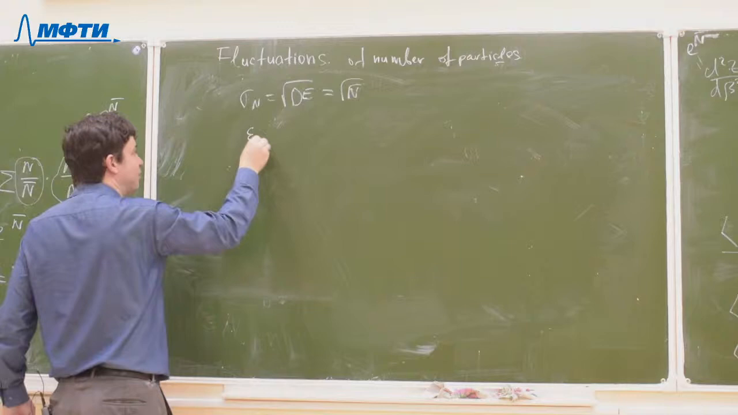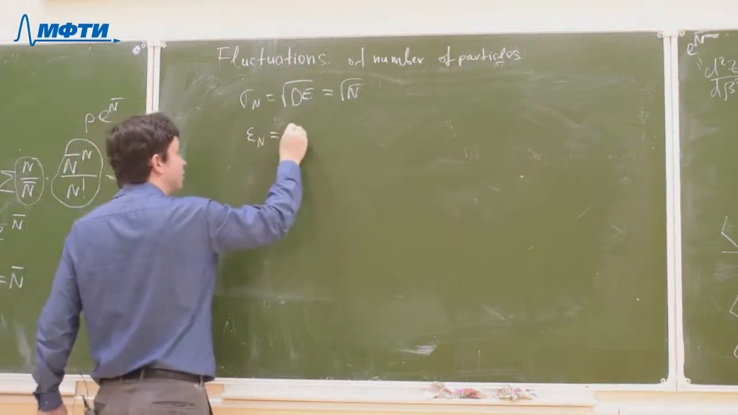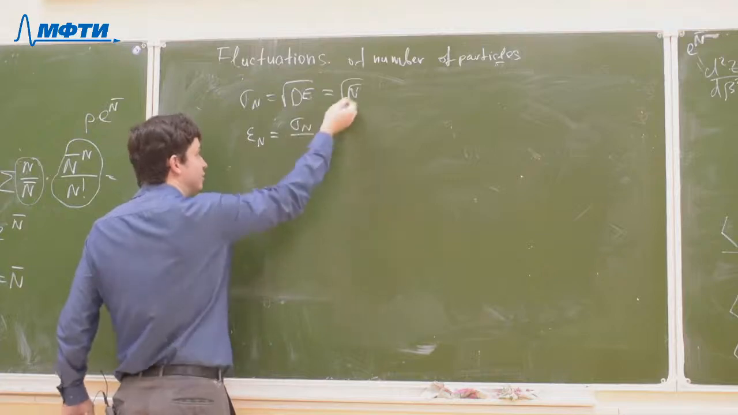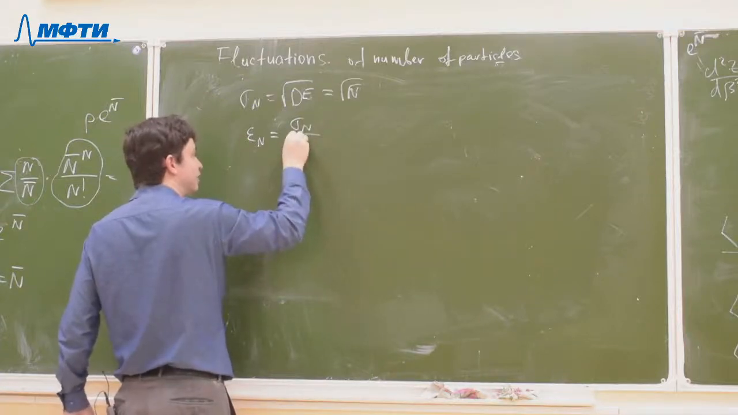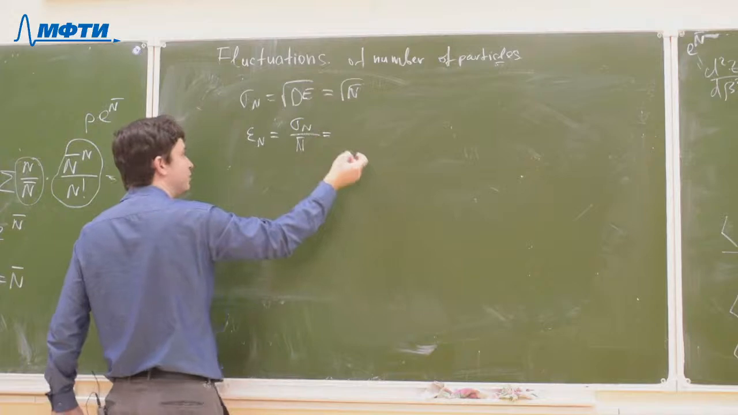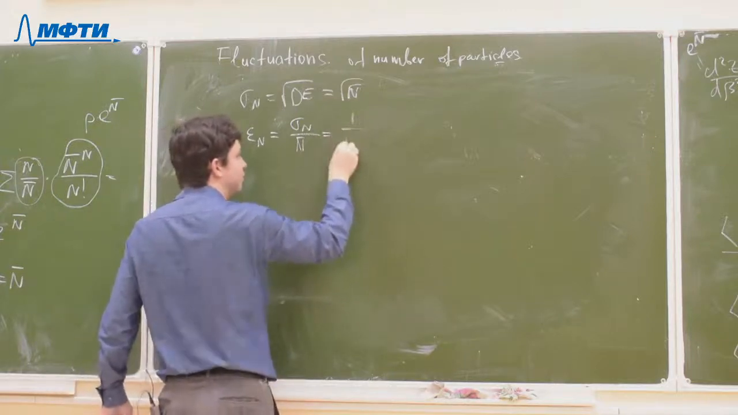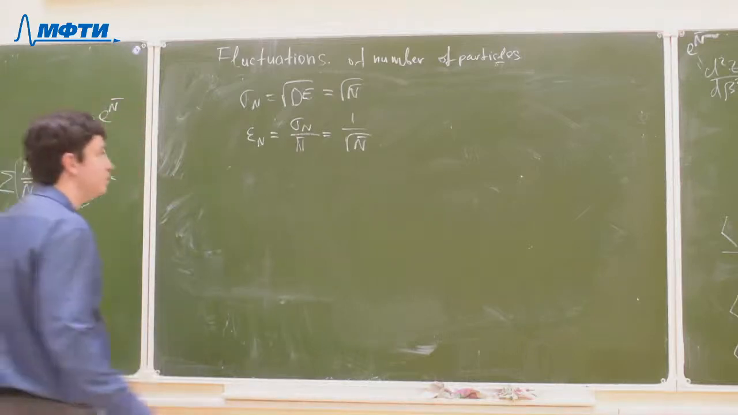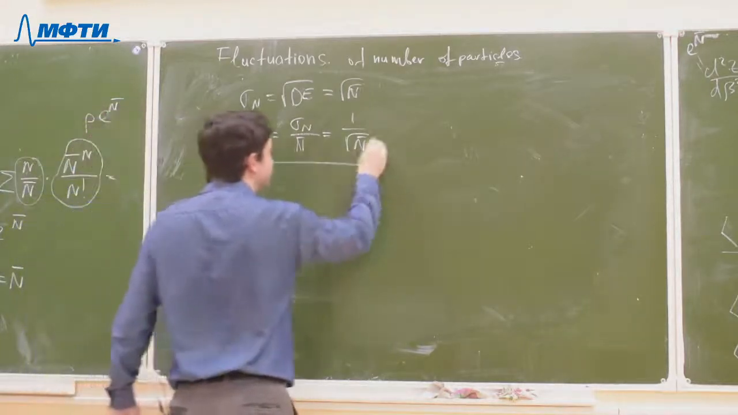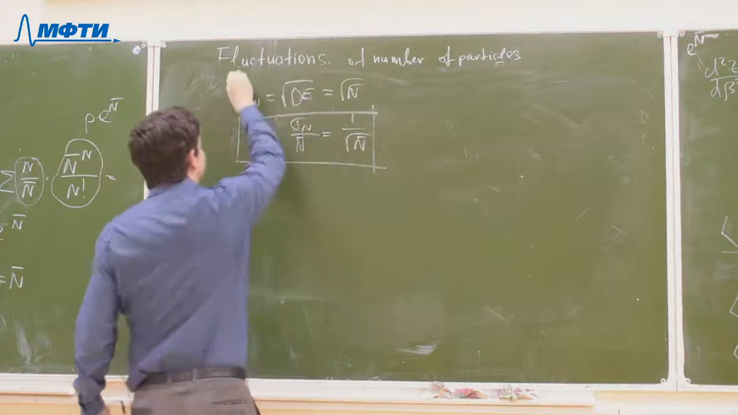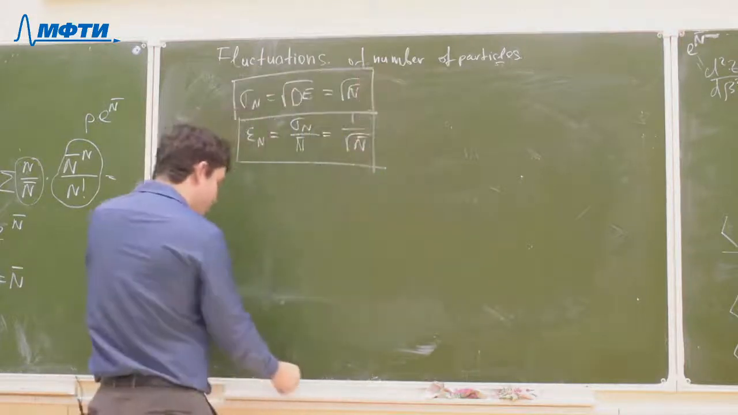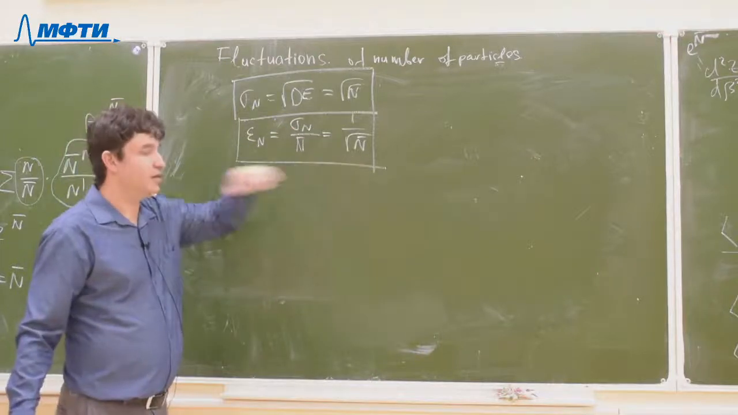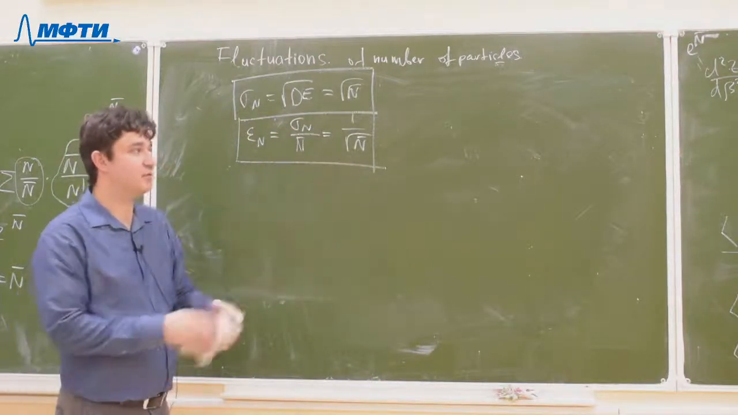And the relative fluctuation, which is the standard deviation divided by the average number of particles, gives us 1 over the square root of the average number of particles. This is the main result here. The fluctuation for the number of particles is given by this, and the relative fluctuation is given by this.